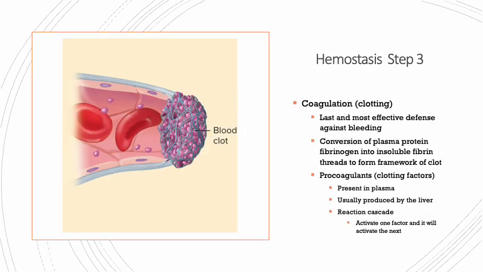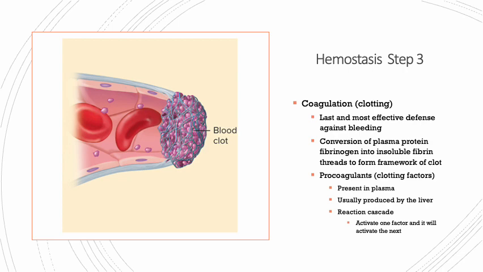And the final step of hemostasis is coagulation, or clotting. This is the last and most effective defense against bleeding. Of course, the goal is to get the blood to clot, right? The actual process of coagulation is converting plasma protein, fibrinogen, that we talked about when we talked about plasma, into fibrin, which is a thread-like framework that actually builds a clot. Fibrinogen is very fibrous, and it converts to fibrin, and it forms this thread-like shield clot over the injured area. In order to do this, there have to be clotting factors present.